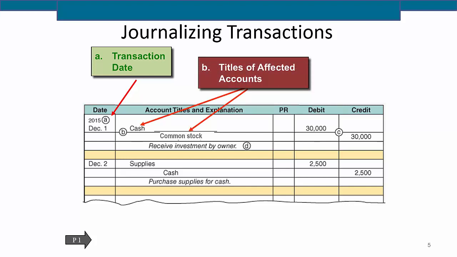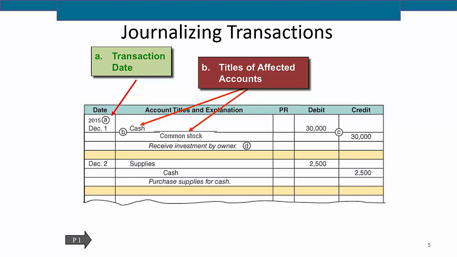Secondly, we identify the accounts affected by the transaction. Debits are always listed first in the journal, followed by credited accounts that will be slightly indented to the right below the debited accounts. This is important for those of us, like me, that have to read through a list of journal entries. It helps us differentiate what accounts are debited and what are credited.